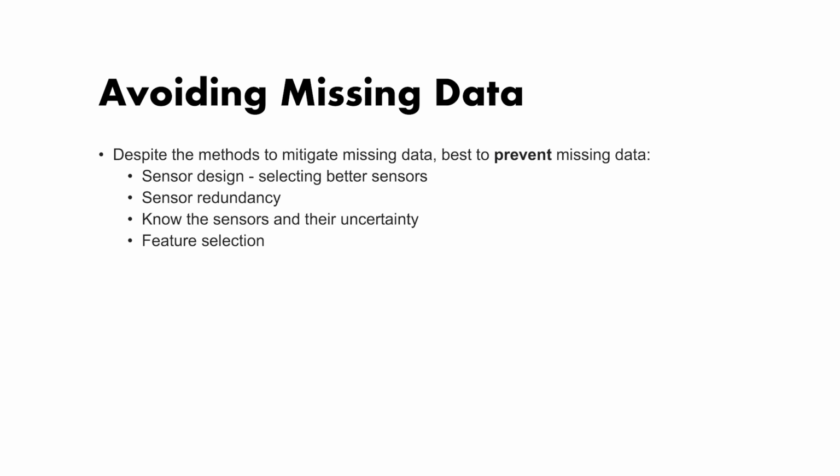Despite the several methods to mitigate missing data, it is always best to prevent missing data from occurring in the first place. An approach is, for example, through sensor design, by selecting better sensors to minimize data gaps. Another strategy is sensor redundancy. In addition, understanding the sensors, their tolerances, their uncertainties is also important. So we need to know the limitations and the accuracy of each sensor to anticipate and address potential issues. Finally, feature selection can also help us focus on the most important data, thereby reducing the risk of missing important information.